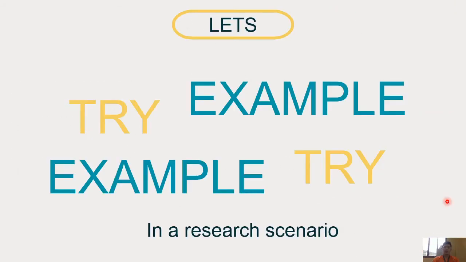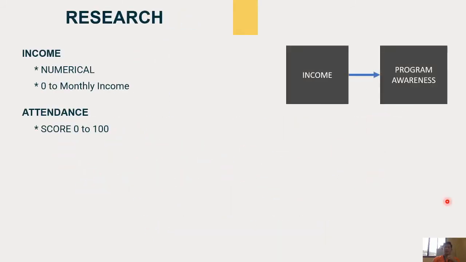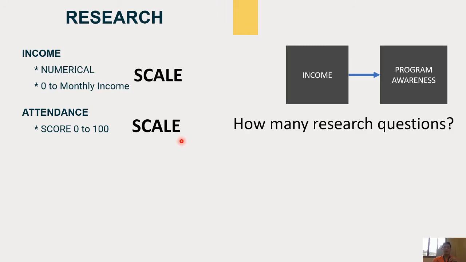So let's try some examples based on the research scenario. So in this scenario, we have a simple example, the variables income and program awareness. And the data attribute in income is numerical, which means the income is measured from 0 to infinity. So simply, the level of measurement is scale. Second, for the attendance, it is also measured from 0 to 100, which means it is also scale in terms of level of measurement.